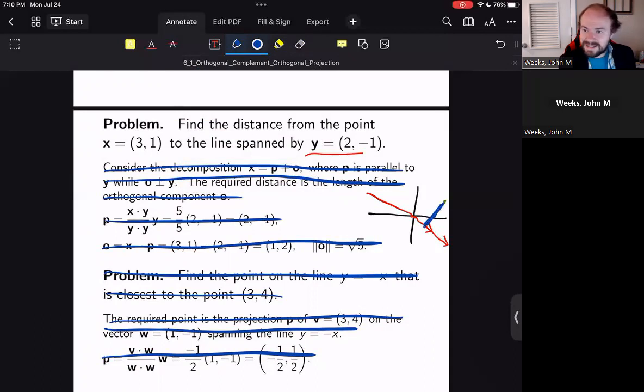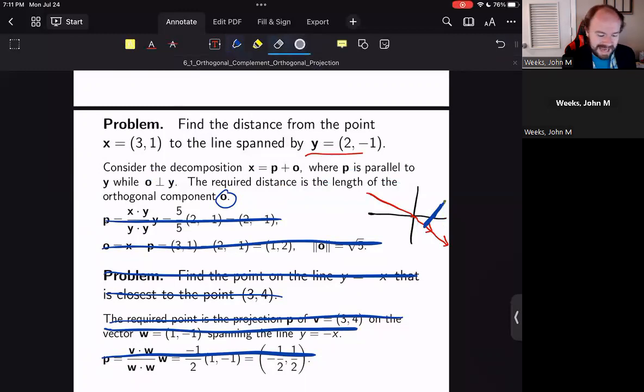That's going to be the difference between this point and some point on this line, namely the orthogonal projection of this point onto this line. Well, we already know how to find the orthogonal projection, and so that should be our first goal, to go through and find this orthogonal projection. Once we find this orthogonal projection, we can solve for what O is equal to, and if we find the length of O, then that's the length of this vector right here. So that's exactly what we're going to do.